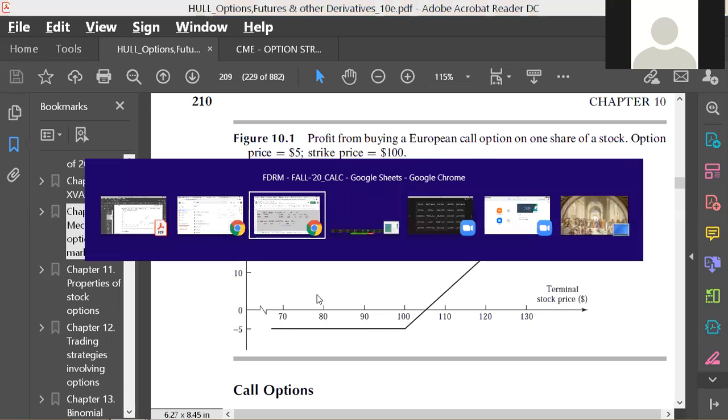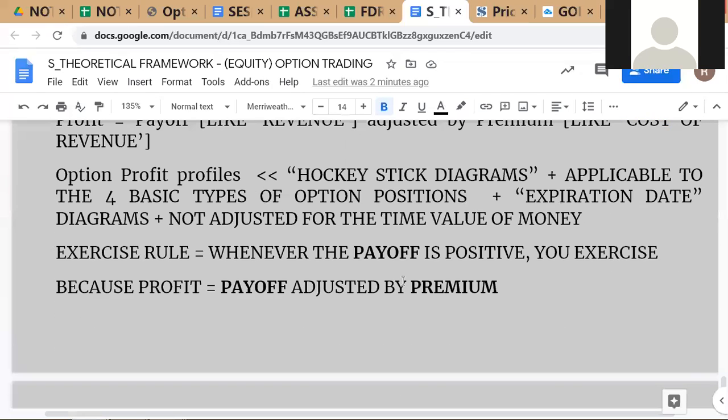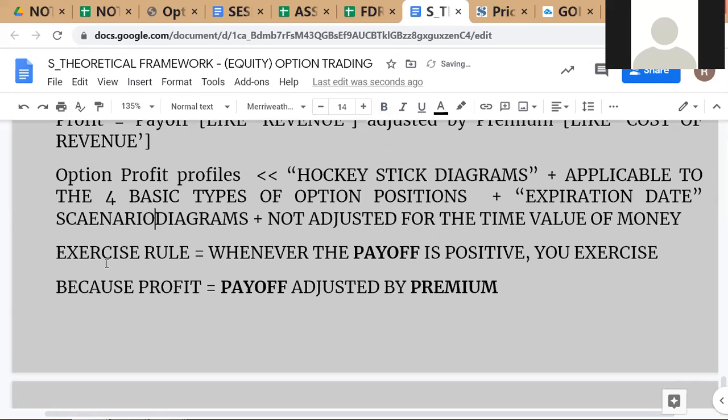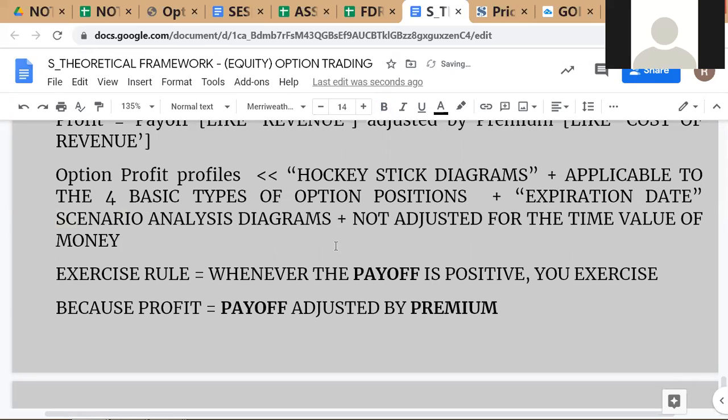Any other basic stuff which we should look at, which we have already written? Yeah. So these are hockey stick diagrams, 4 basic option types, expiration date. We should write it like this because you are familiar with scenario analysis. So let me write: expiration date scenario analysis diagrams. And these are not adjusted for time value of money. The exercise rule is here. We've just explained the exercise rule.